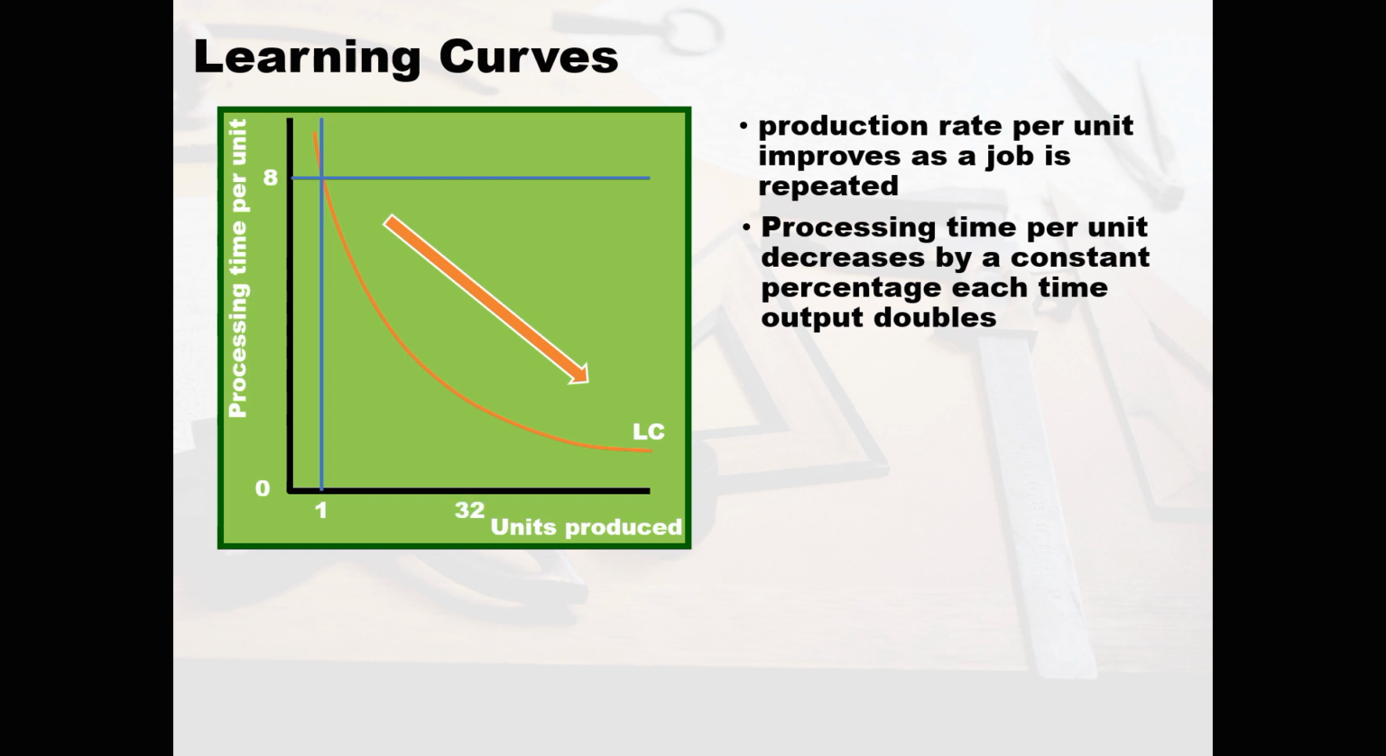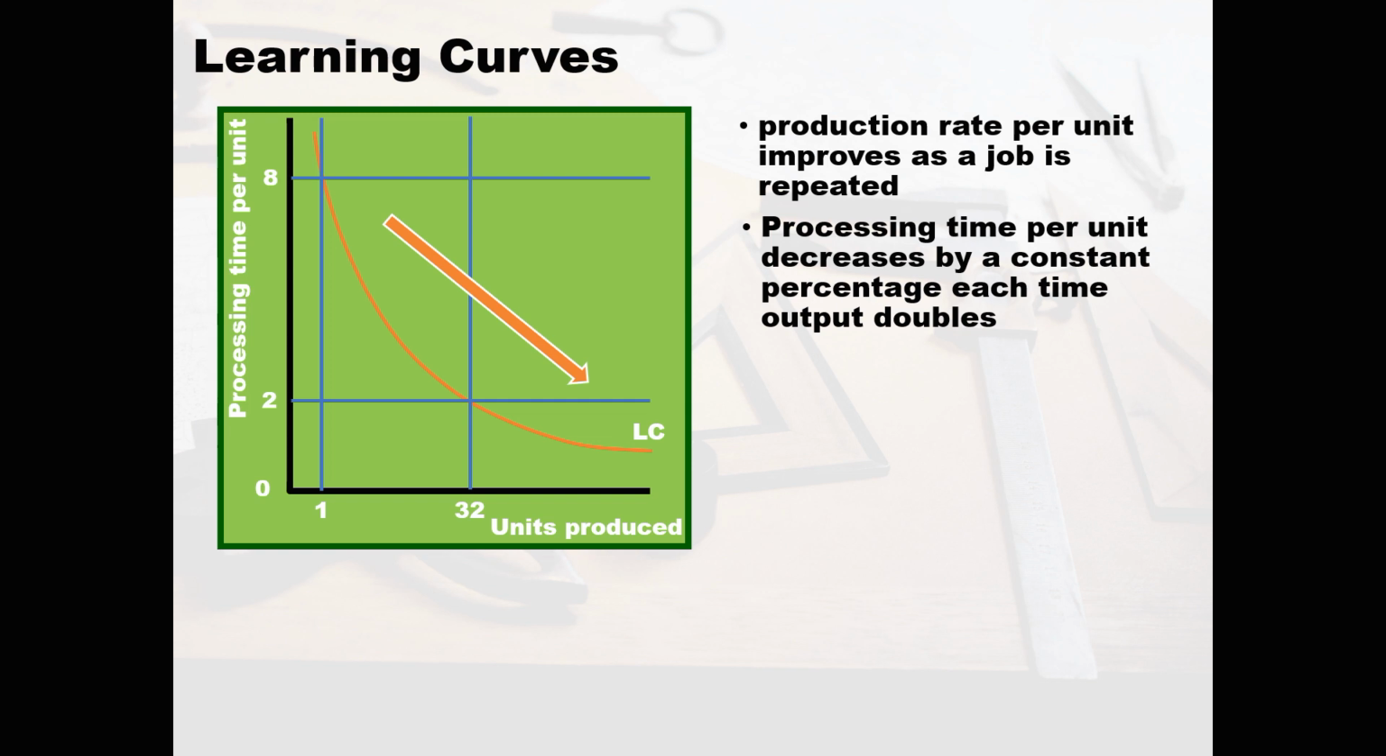So what happens when we produce unit 32? What's our average time going to be for unit 32? If you just look at it, where do you think it's going to be? Is it going to be at 8 days? Let's draw the vertical line here for 32 units and see where it intersects the learning curve. Well, we can see that it's lower than the horizontal line for 8 days. It's closer to 0. So where is that? That's at 2.